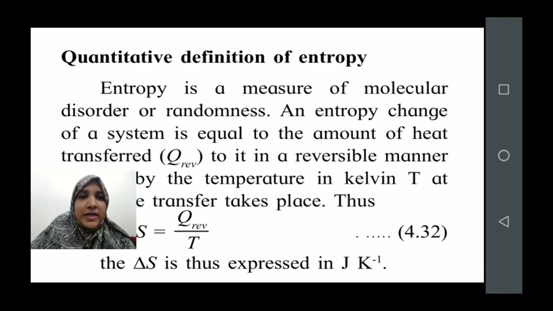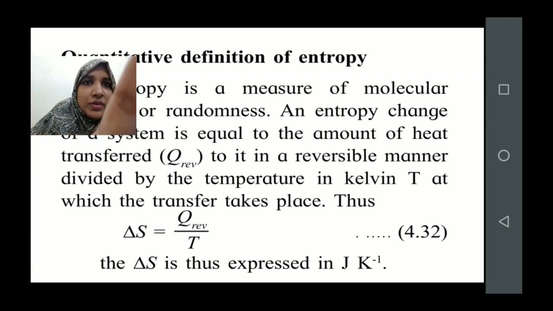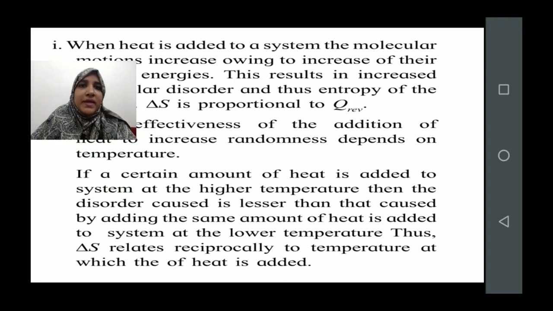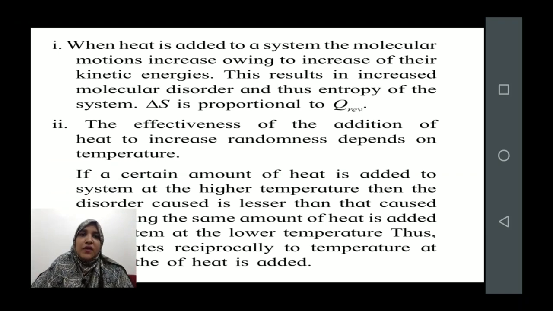Understood? So delta S is equal to Q reversible upon T is your quantitative expression for entropy. Now what is the unit of it? Its unit is joules per Kelvin. Now you may be asked to justify the presence of Q and T for defining the delta S.